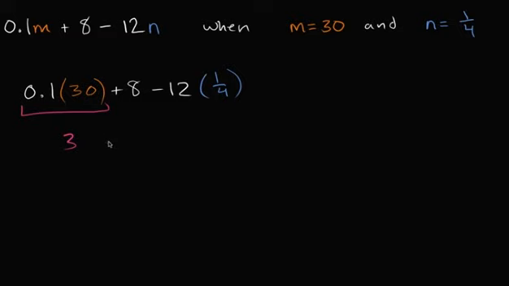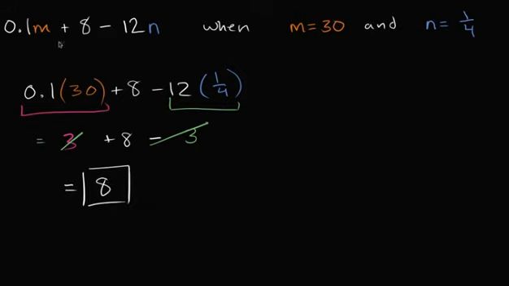We have 3 plus 8, and then we're going to have minus. Well, what is 12 times 1/4? That's going to be 12/4, or 12 divided by 4, which is going to be equal to 3. And now when we evaluate this, we have a 3 plus 8 minus 3. Well, you have a positive 3, and then you're going to subtract 3, and you're just going to be left with an 8. And you're done. This expression, when m is equal to 30 and n is equal to 1/4, is equal to 8.